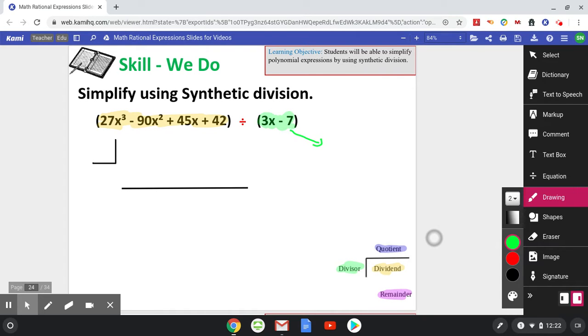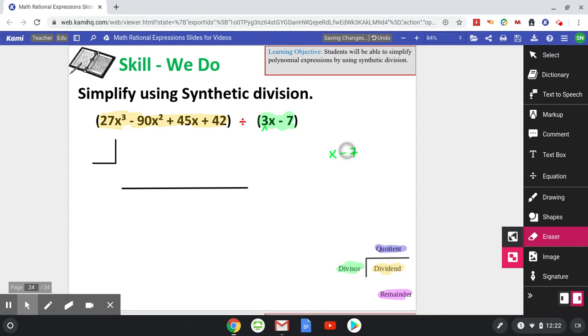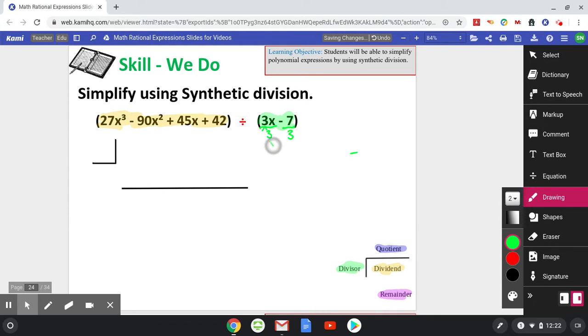In video 1, I mentioned that if this number is 1, then we just have x minus 7 and we would solve for 0. However, because this is not the case, we have a number 3 there. We have to divide everything by 3 first. We start by dividing this by 3 and this by 3. 3 divided by 3 gives us x. Negative 7 divided by 3 is just negative 7 divided by 3.